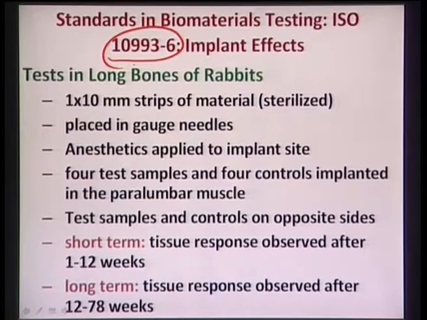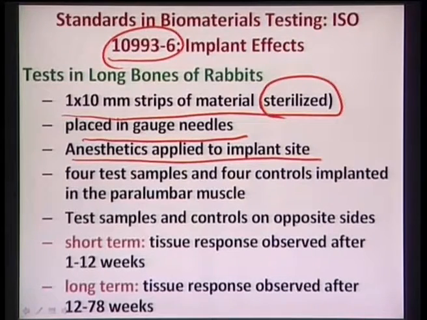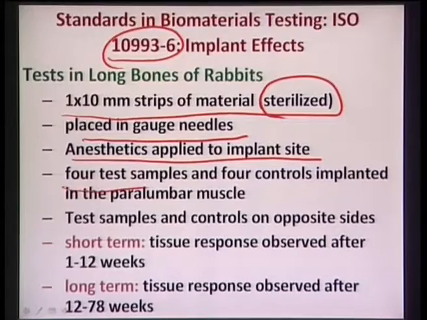Now, the test in the long bone of the rabbits. This is like 1 by 10 millimeter strips of the material that can be cut and sterilized. This is placed in gauge needles, and anesthetic is applied to the implant site. So, every test is done in an OT, like an operation theater. So, you have to give local anesthesia to the animal at that site, and then 4 test samples and 4 controls of each composition need to be implanted in the paralumbar muscle.